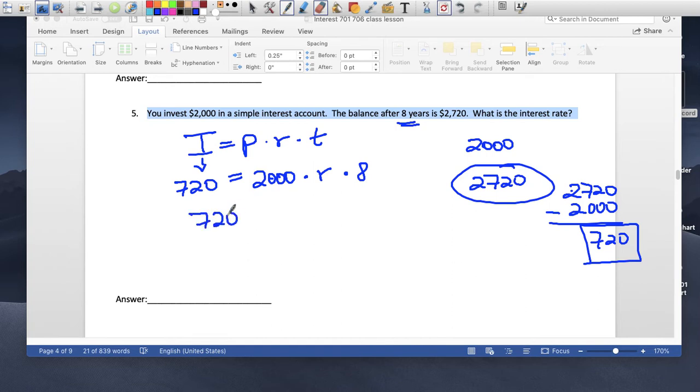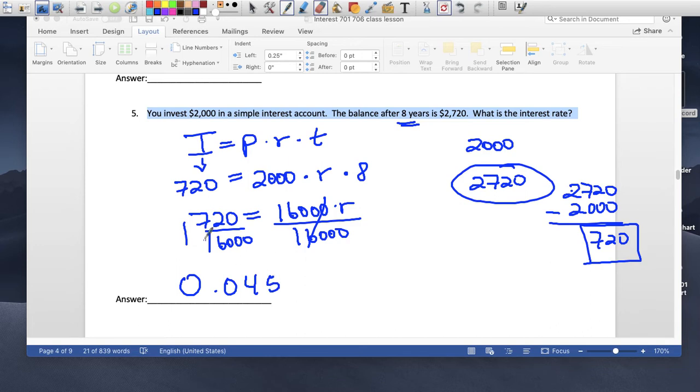So let's simplify a few things. 2,000 times 8 is 16,000. I can multiply those two, and I get 16,000 R. Now I can divide by 16,000. I'm going to divide by 16,000 on the other side. And 720 divided by 16,000 equals 0.045, which in this case I'm going to change to a percent. I'm going to move this 1, 2 to the right, and that's going to give me 4.5%.